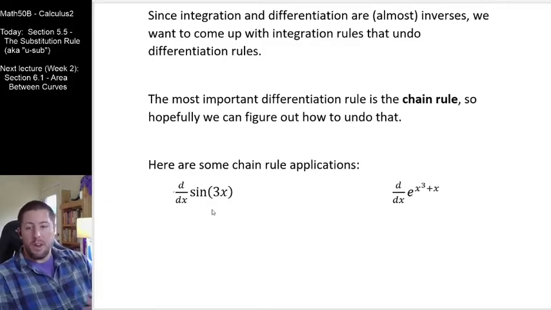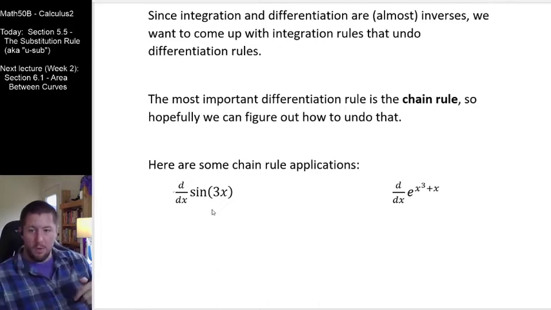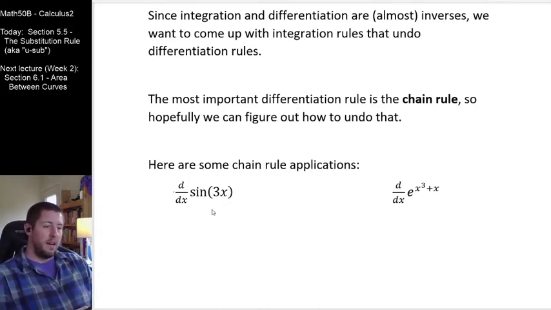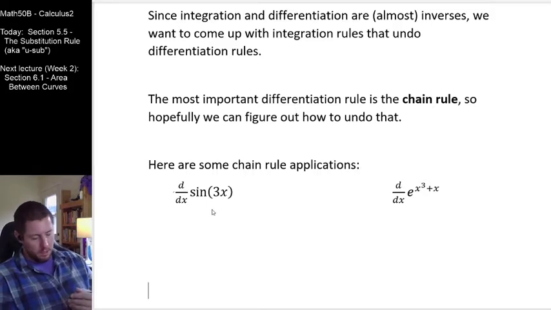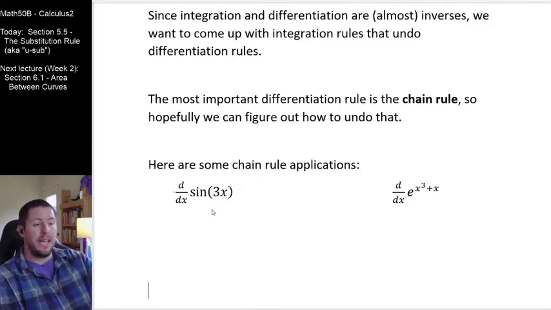If I want to think about this in the complicated way, which I think is overkill in this scenario, I can think about my outside function and my inside function. Here, my outside function is the sine of x. The inside function, which we have composed with sine x, is the function 3x, multiplied by 3. To perform this derivative, we want to take the derivative of the outside function, sine, leaving the inside function left alone. So the derivative of sine is cosine.